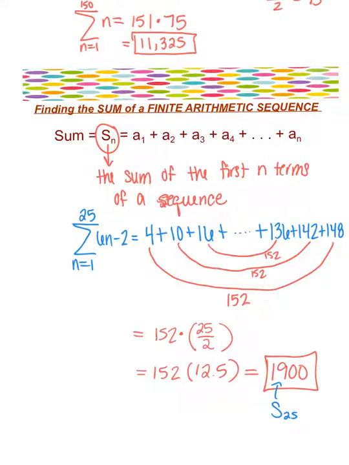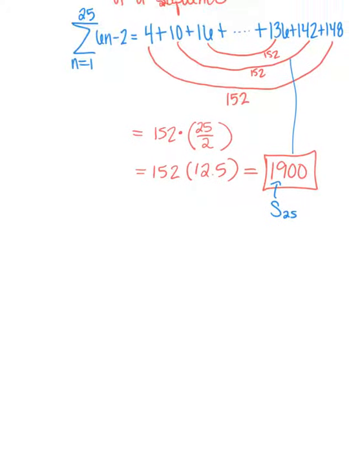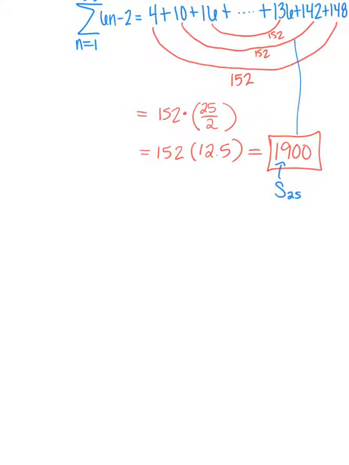Now let's formalize all of that with some formal notation. Hopefully you've got some space left in your notes. So let's say S sub n is going to be equal to the first term plus the last term, so a sub 1 plus a sub n, times the total number of terms divided by 2.